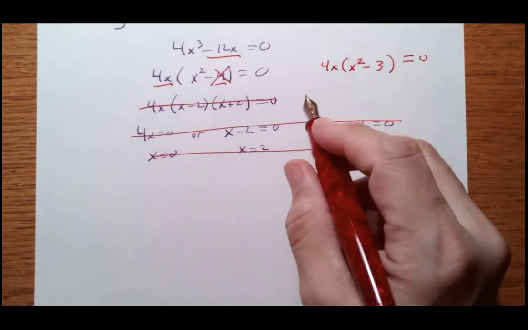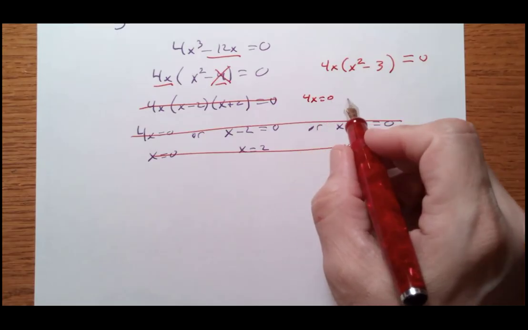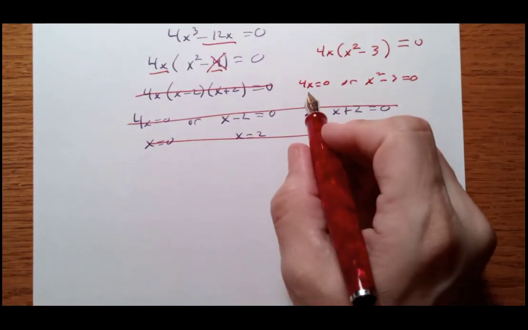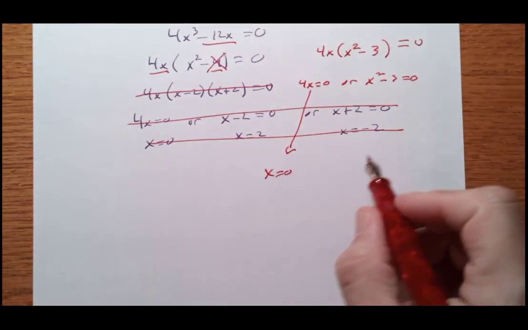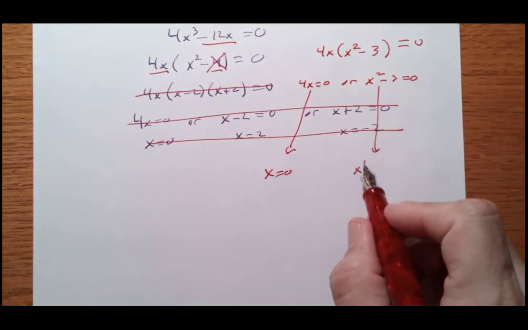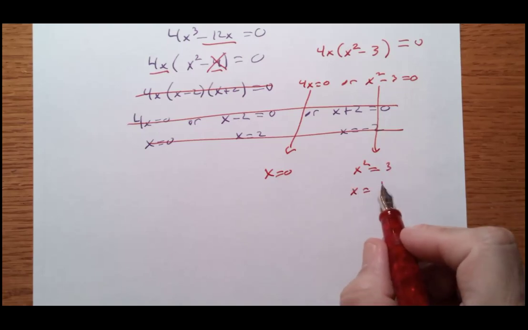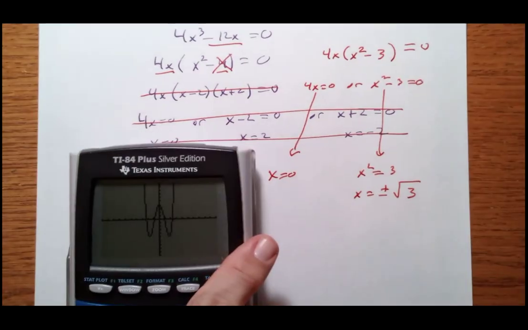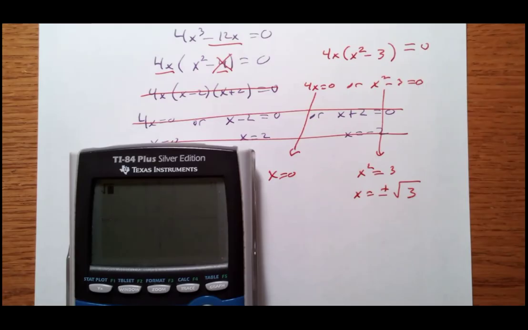But either 4x is 0 or x squared minus 3 is 0. If 4x is 0, then x is 0. Here I get x squared equals 3, which means I get x equals plus or minus the square root of 3. That's better. Square root of 3, trace. Square root of 3. That's at the bottom. Not 2.